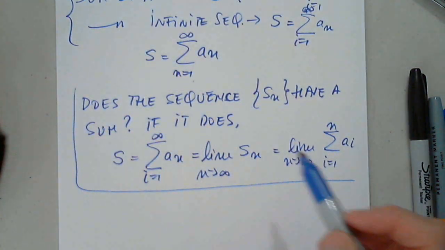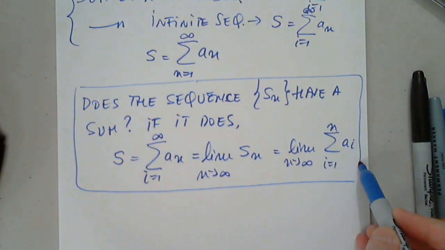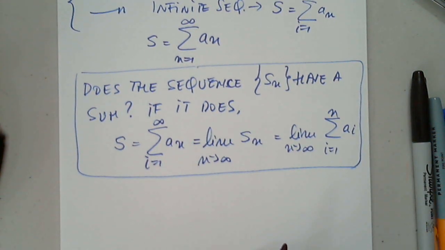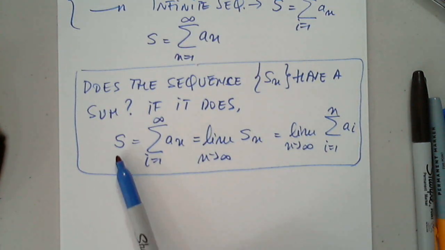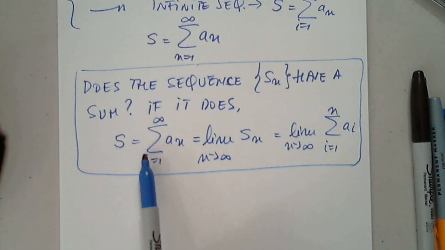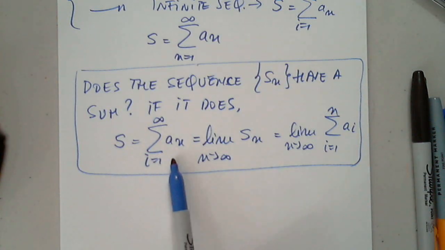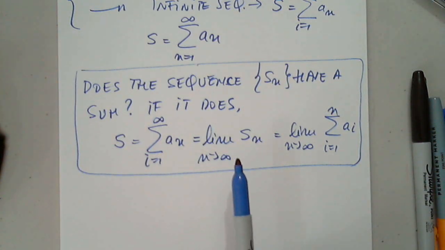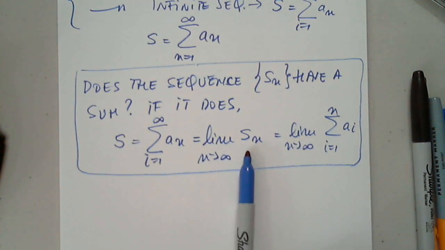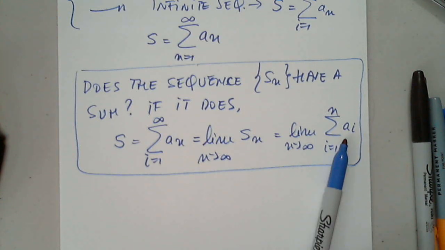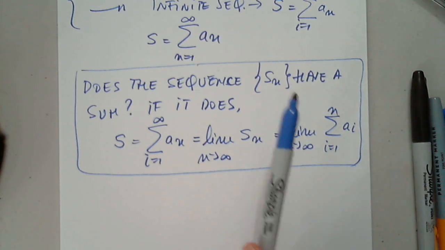So what we are saying here is this, that the sum of the infinite series is the limit of the sequence of partial sums. Is the limit of the sequence of partial sums. Okay? As we have it at the top.